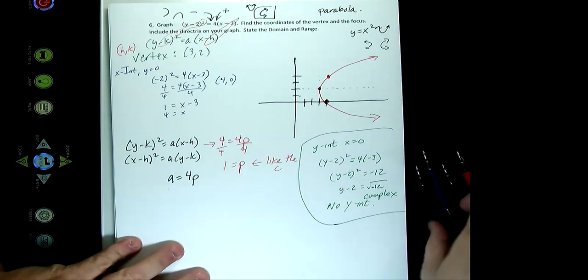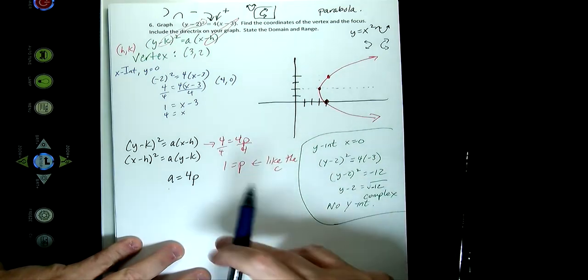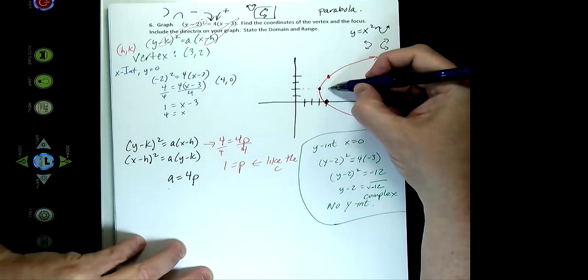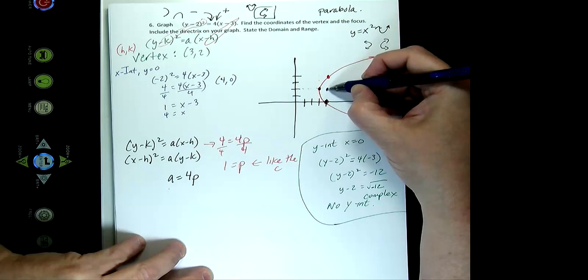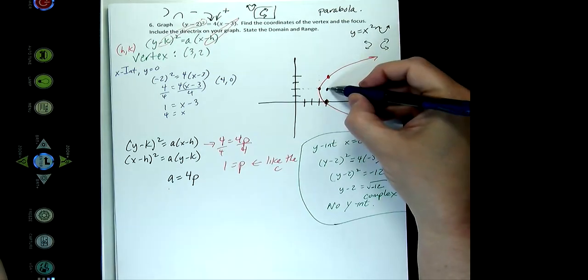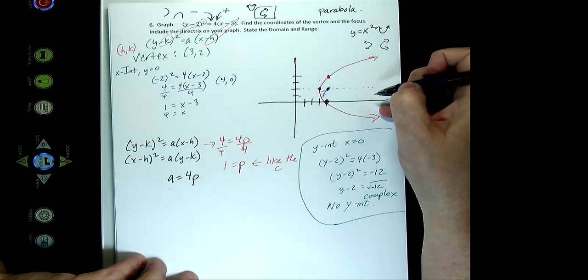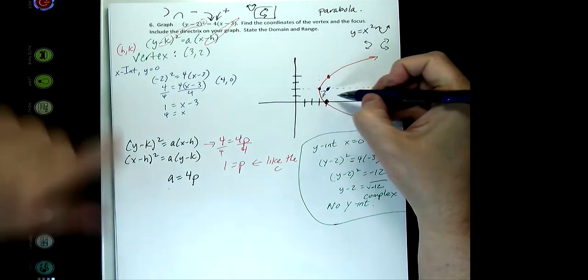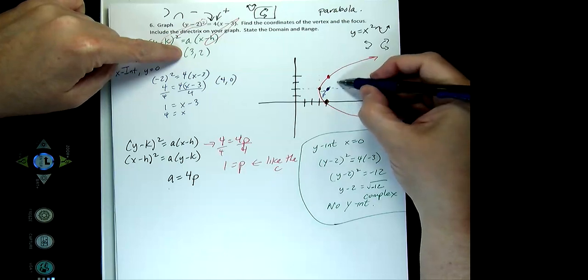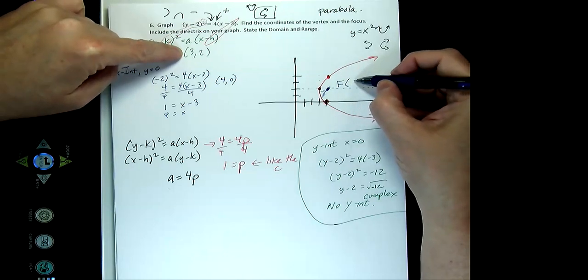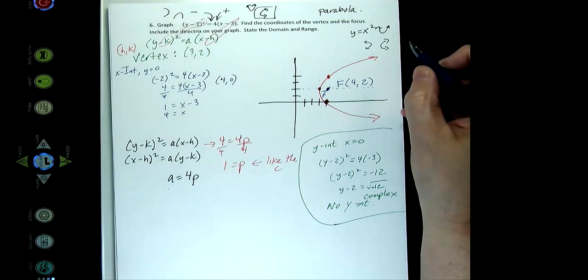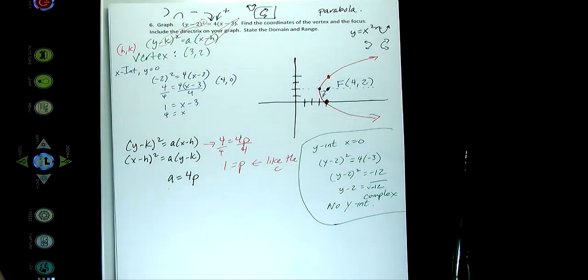And that tells me I have to go right one here, and it so conveniently lines up right there. This is p to the right of the vertex. So my vertex was (3, 2). My focus is 1 to the right of that, which is (4, 2). What about the directrix?